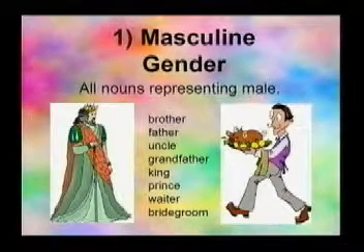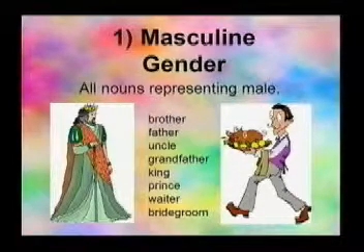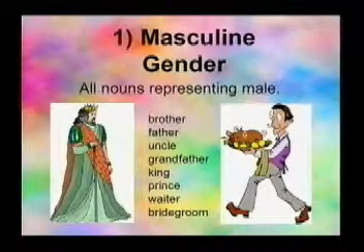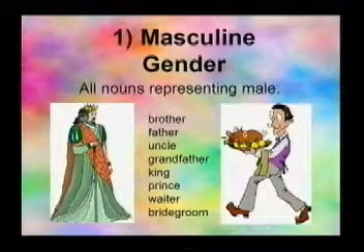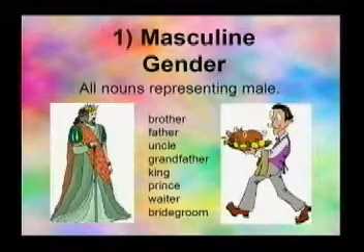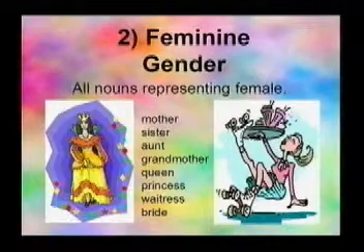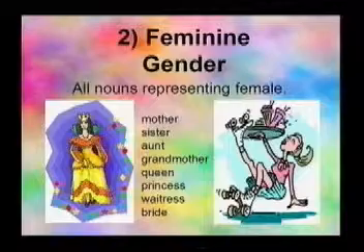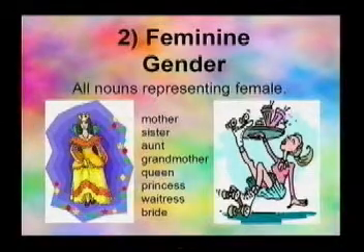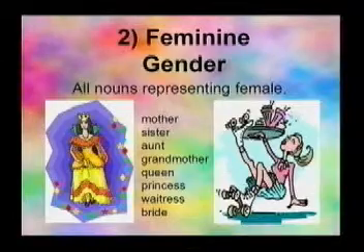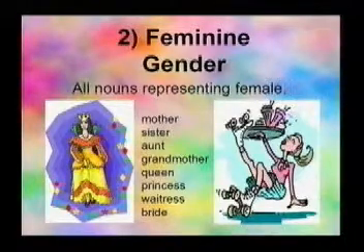Nouns also have genders. Number 1. Masculine gender. For all nouns representing males. Examples: brother, father, uncle, grandfather, king, prince, waiter, bridegroom. Number 2. Feminine gender. For all nouns representing females. Examples: mother, sister, aunt, grandmother, queen, princess, waitress, bride.